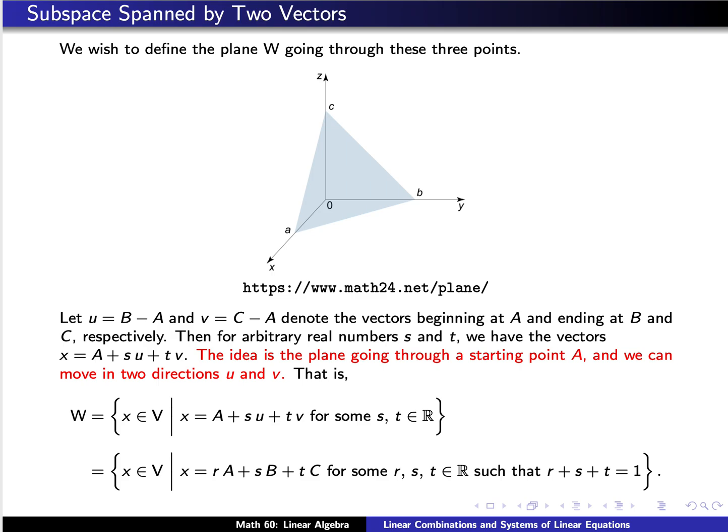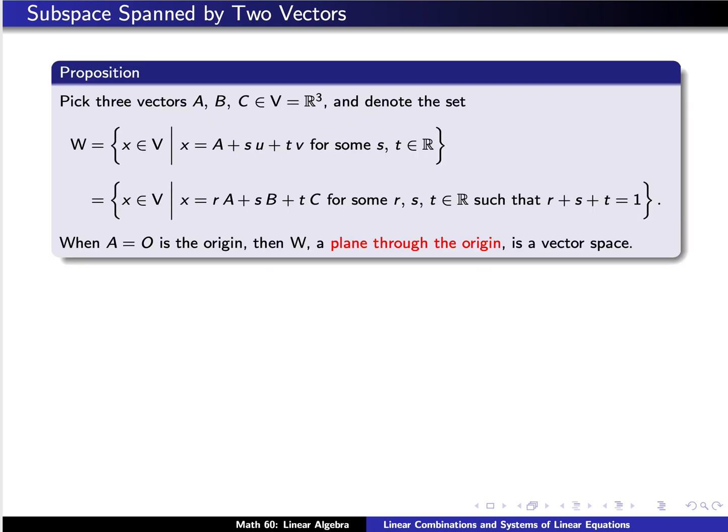We won't be so interested in the latter definition in terms of R, S, and T. We'll be much more interested in the first one, only involving S and T as well as u and v. But try to keep this picture in mind when we write down this set W. The proposition now says that this W will be a vector space if we can pick a to be the origin. That is, our W, which is now a plane going through the origin, is an example of a vector space. Let's quickly explain why this is the case.